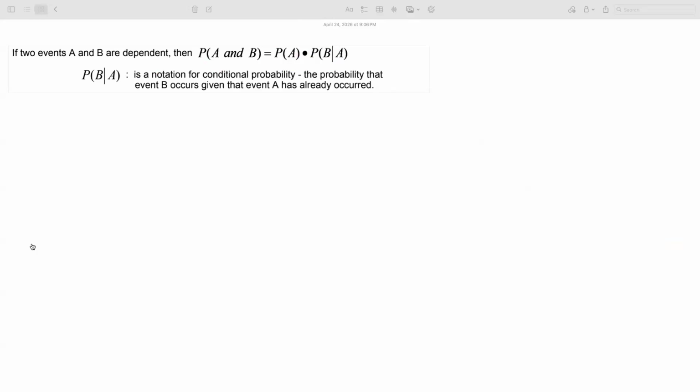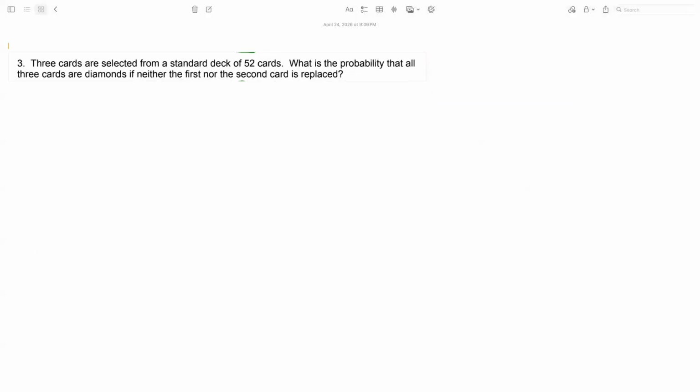How about this? Do you think this is independent or dependent event? What do you think? 3 cards are selected from a standard deck of 52 cards. What is the probability that all the 3 cards are diamonds? We want the probability of diamond, diamond, diamond. They are saying if neither the first nor the second card is replaced. So how do you find this? Is this dependent or independent probability? Isn't it dependent?